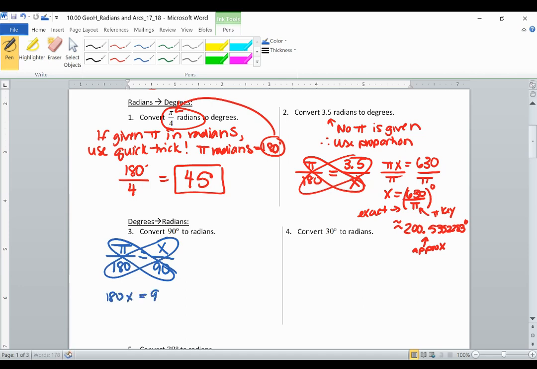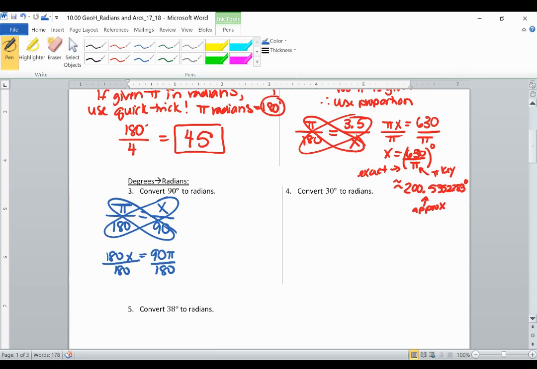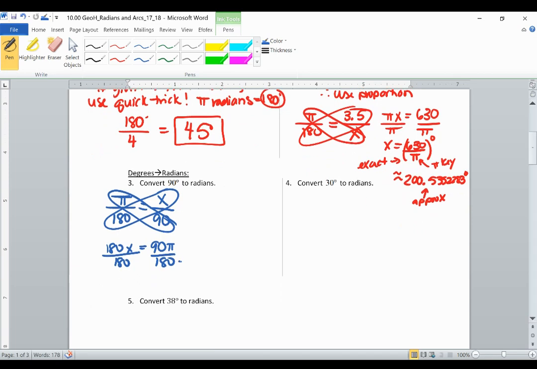180 times x equals 90 pi. Solve for x by dividing by 180. Now here what you can do is reduce in your calculator. You might be able to reduce this in your head, but if it's a harder one, just type in the 90 over 180 into your calculator and then hit math frac, or just hit enter if you have a newer calculator, and get that reduced fraction form. When you type in 90 over 180, do not type in the pi because it won't reduce the fraction for you if you do. So you're just typing 90 divided by 180, hit enter, and it should give you 1/2.